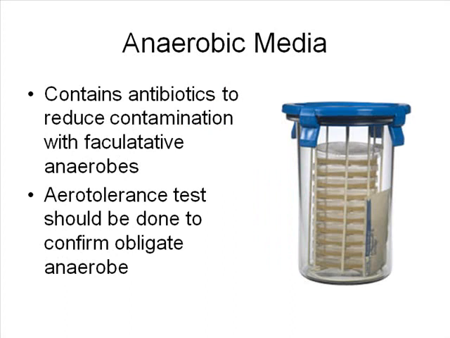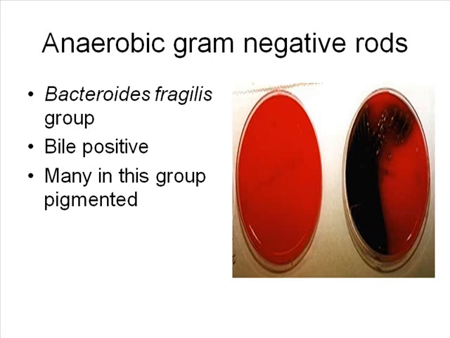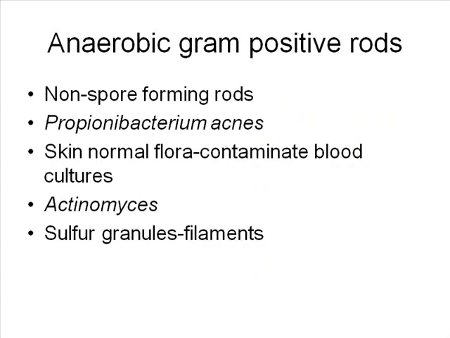So anaerobic media is media that does contain antibiotics, etc., because you might be going from an area of high normal flora, and you want to be able to culture out the obligate anaerobe. Aerotolerance we talked about earlier, you know what that is. Now your anaerobic gram-negative rods are the Bacteroides fragilis group. They are bile positive and many are pigmented. This is one of the most common gram-negative anaerobic rods that causes infection.